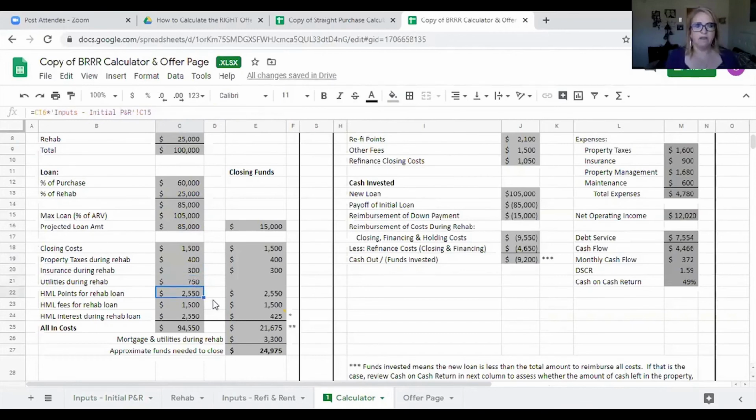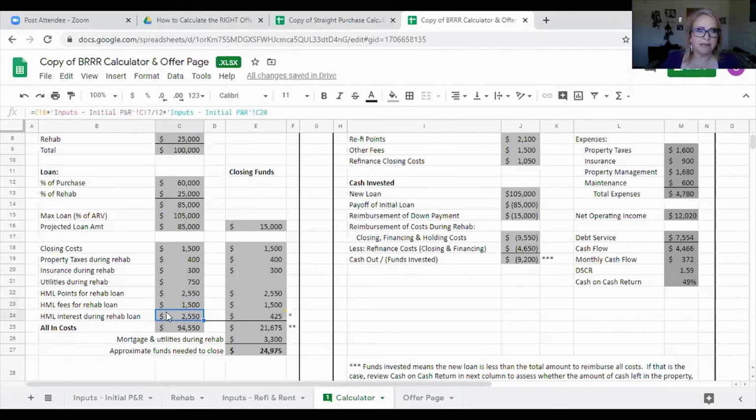All right, so HML points for the rehab loan. This is calculated by taking your total rehab loan, which in this case was $85,000, times 3%. Remember, the points were 3% from the front page. And that tells me I'm going to need to be prepared with $2,550 for the points. Then what are my hard money lender fees for the rehab loan? We had just put a straight $1,500 in there.